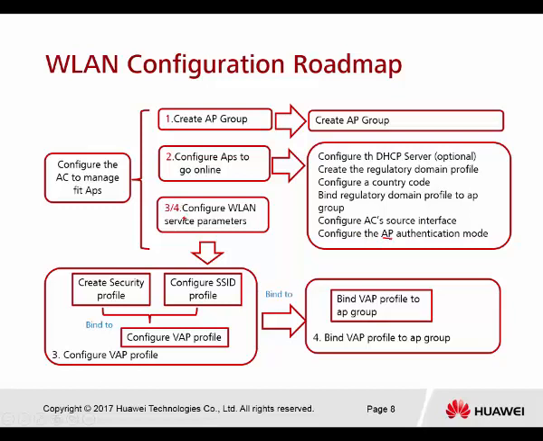And the last steps, configure the WLAN service parameters. Now you can start to touch on the SSID. Which VLAN does this SSID belong to, and does this SSID require any authentication? You have to configure from there. And last, bind the VAP profile to the AP group. So even though everything is done, you still have to bind it to the AP group.